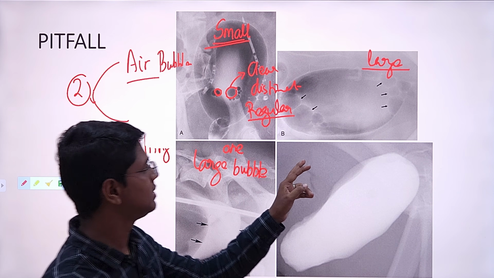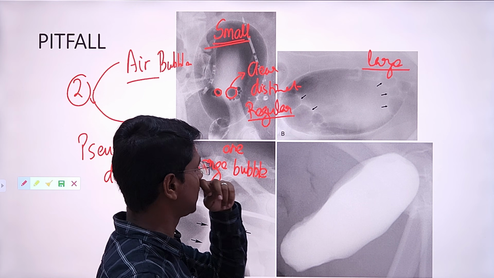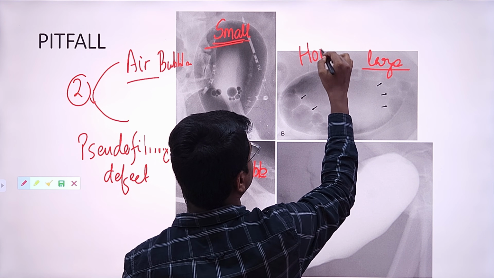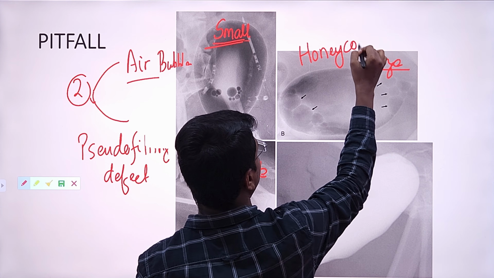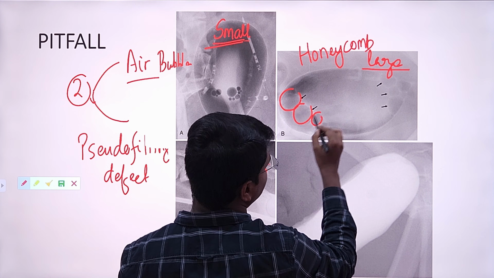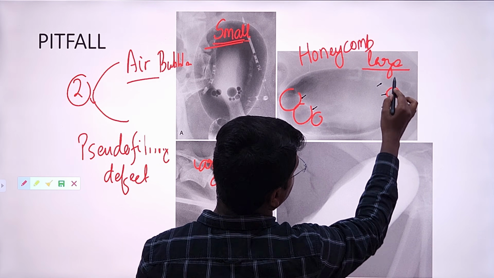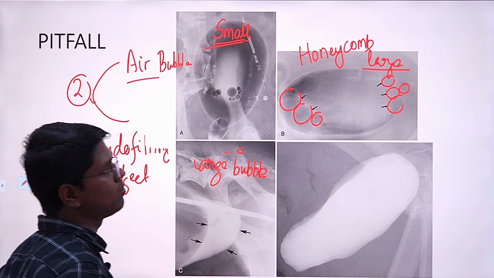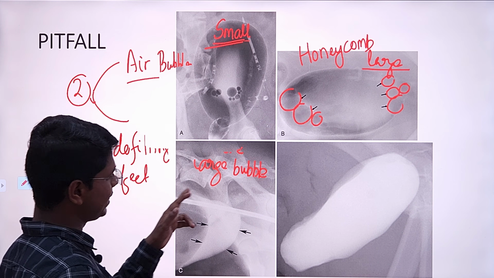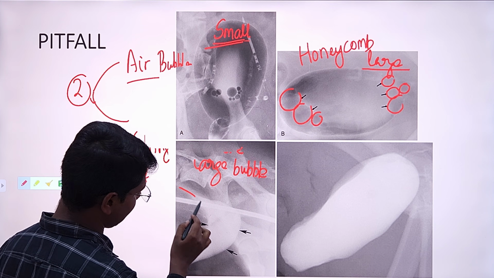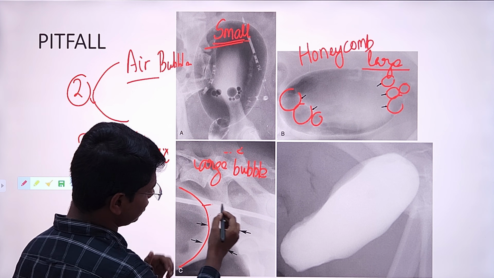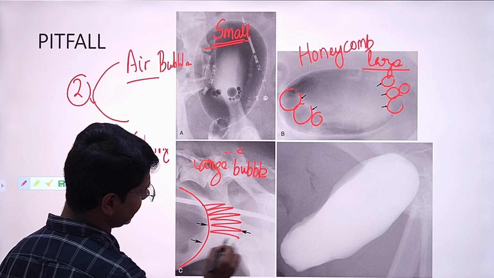Okay, so when there are multiple large bubbles, you may find a honeycomb appearance. Here you see one large bubble, here one bubble, here one bubble, here one bubble, like this. This is honeycomb appearance when you have multiple large bubbles. And when you find a single large bubble, what will happen? It will push the contrast into the bladder wall. So you may diagnose this as bladder wall thickening.